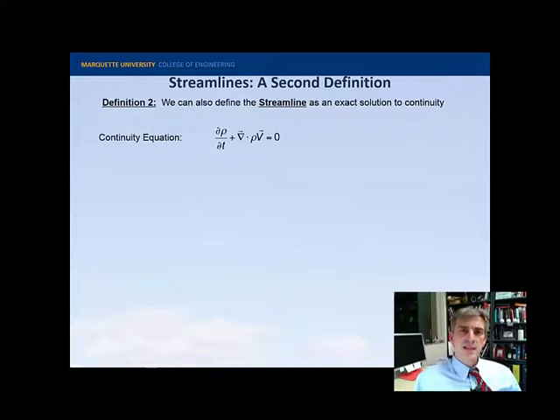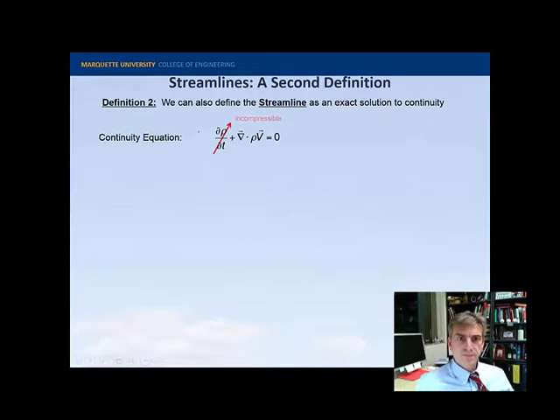Okay, the second definition I tend to like better because it's a bit more solid. Think about the continuity equation. The streamline is an exact solution to the continuity equation. So here I'm showing the continuity equation, partial rho partial t plus the dot product del dot rho v.